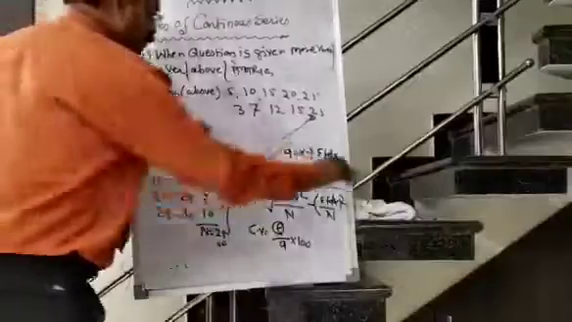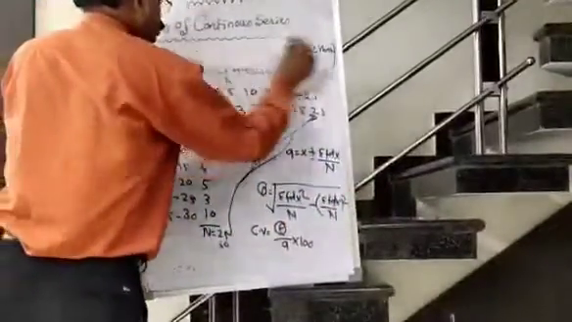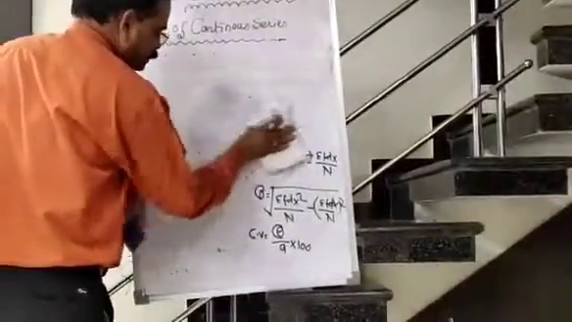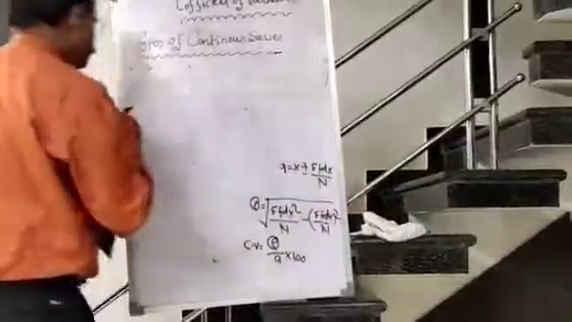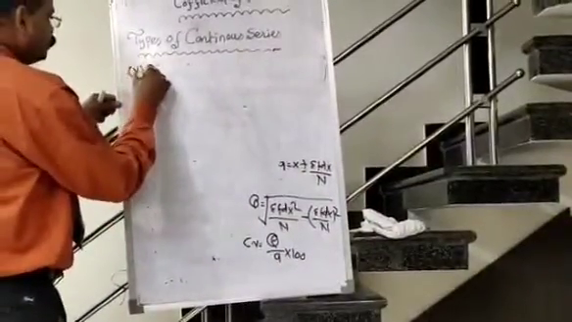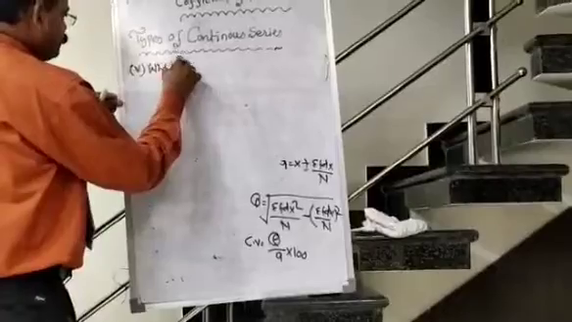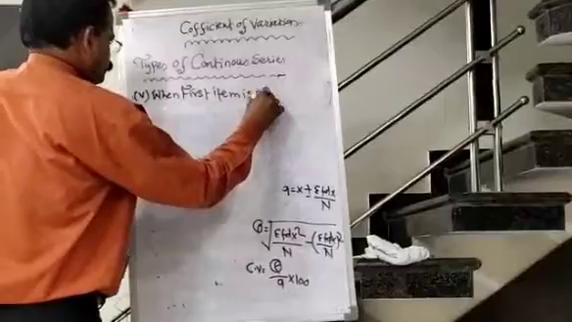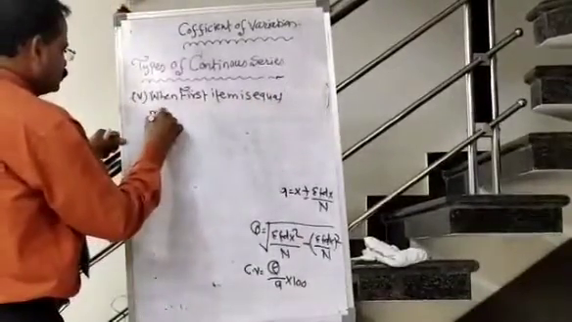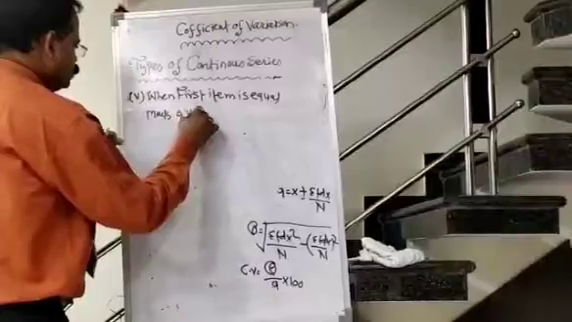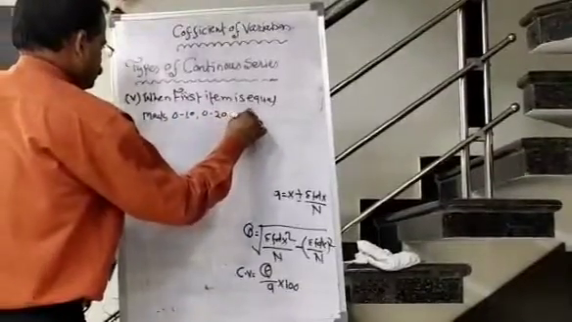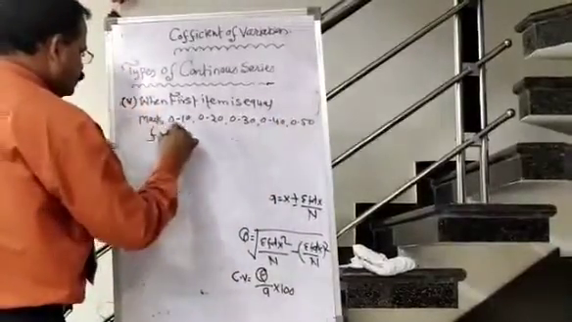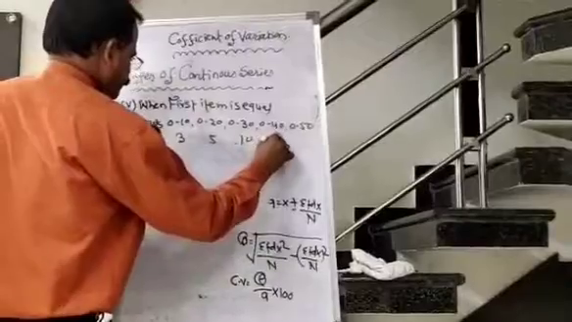After that, number 5, when the first item is equal. For example, marks: 0 to 10, 0 to 20, 0 to 30, 0 to 40, 0 to 50. Frequency: 3, 5, 10, 15, 20.